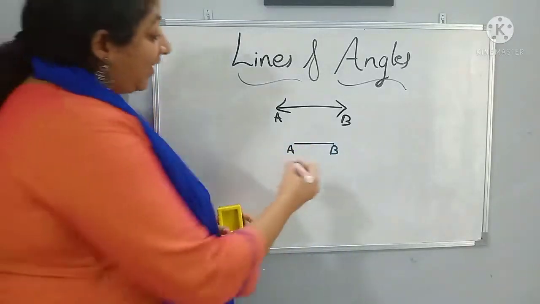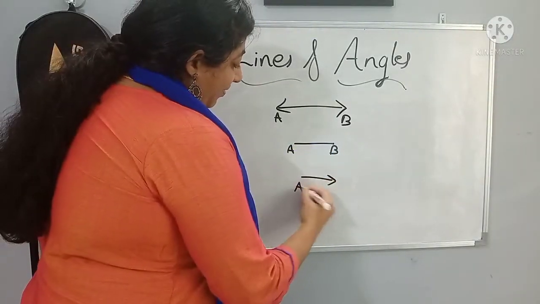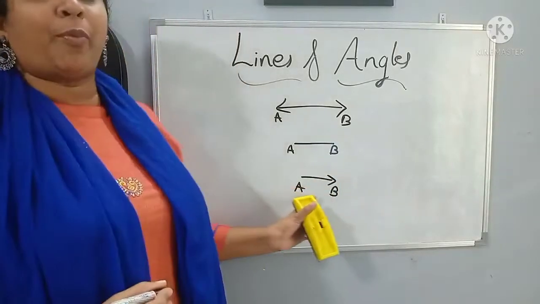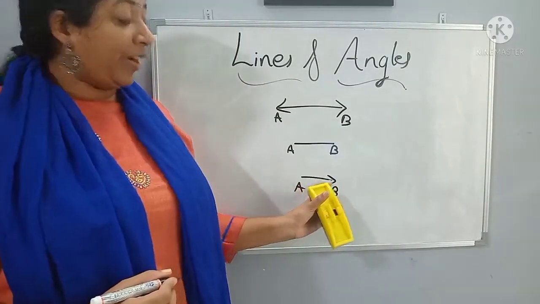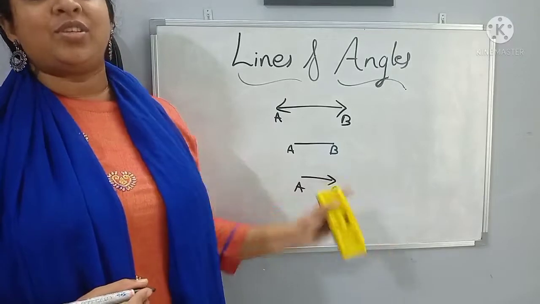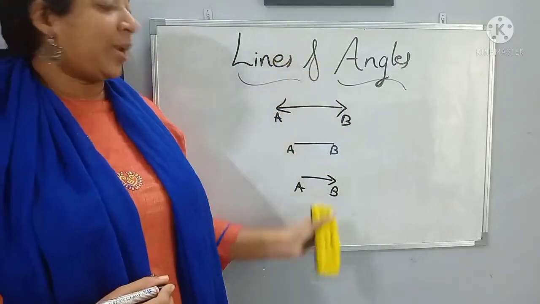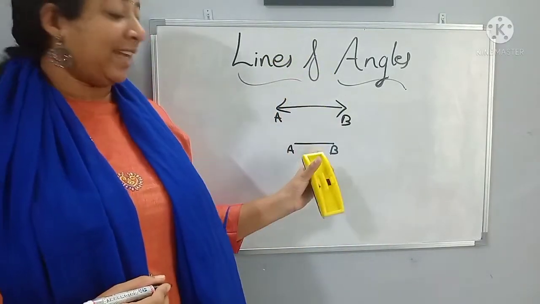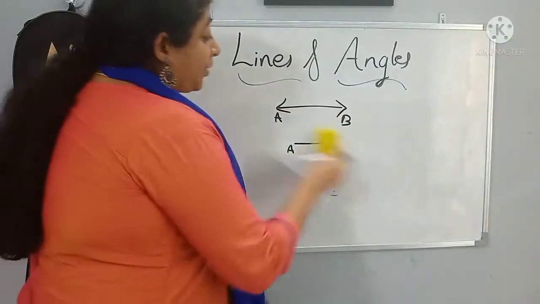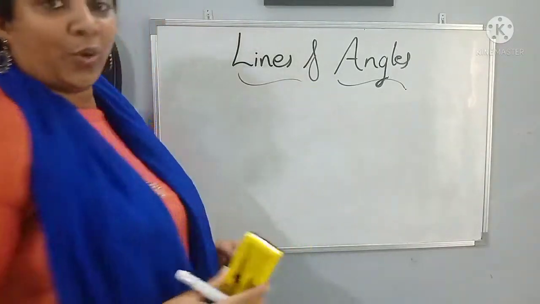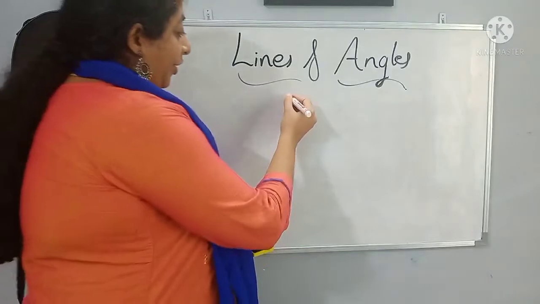Now next one, that is a ray. A ray has one endpoint, and we can extend it in one direction. So these are the introduction to the line, line segment and ray. Now coming to angles, you already know angles. I will just give an introduction.